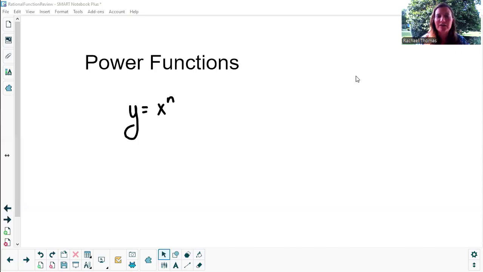Hi folks, this is your Minute Math friend, and today we're looking at power functions, which would be any function of the form y equals x to the n. We're just going to briefly look at the patterns in those graphs.